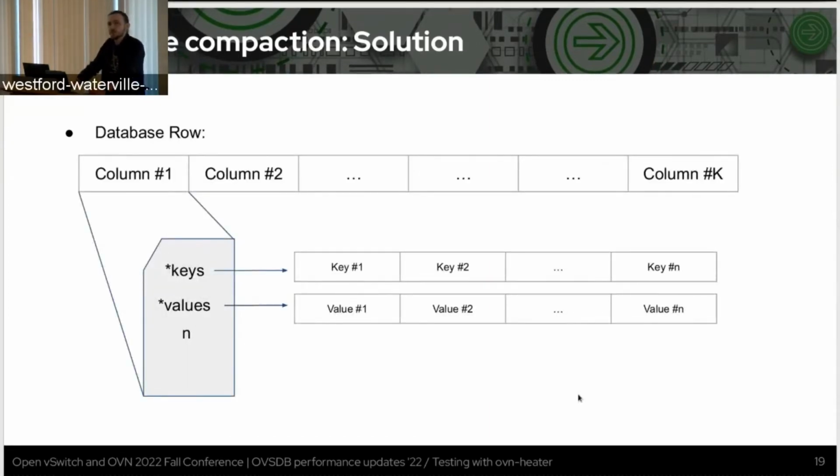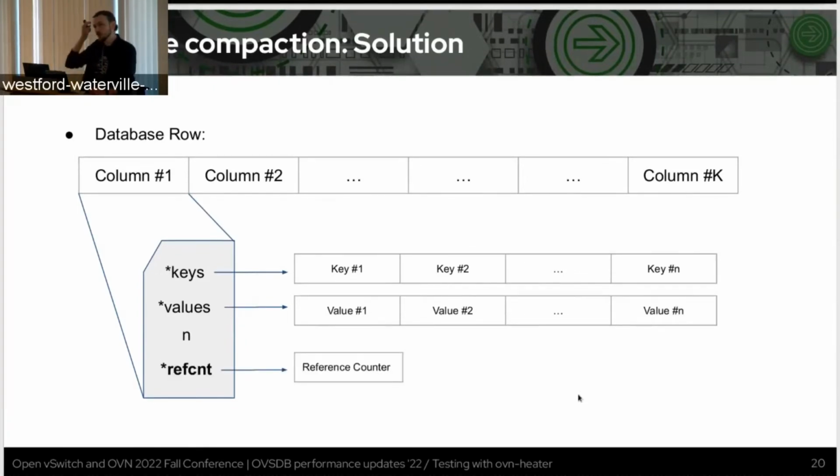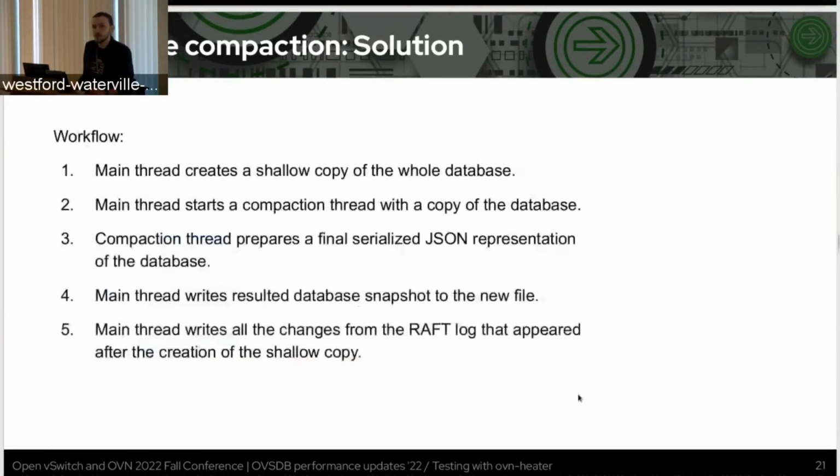So here's an example of how a database row looks in memory. We have an array of columns. Each column is a datum object, which has a pointer to keys and values and the number of keys and values in this column. The simplest solution to implement copy on write here is to add a reference counter, and basically just copy the pointers and increase the reference counter instead of copying the whole structure every time.